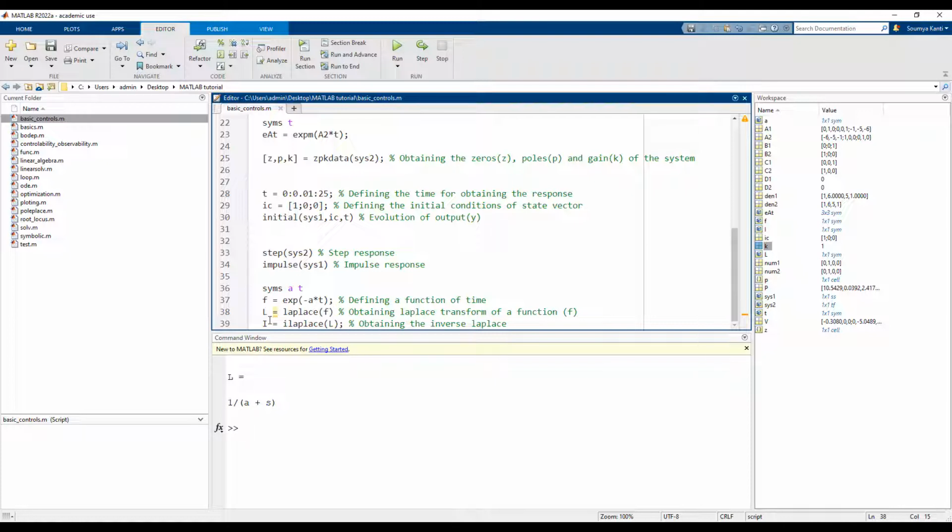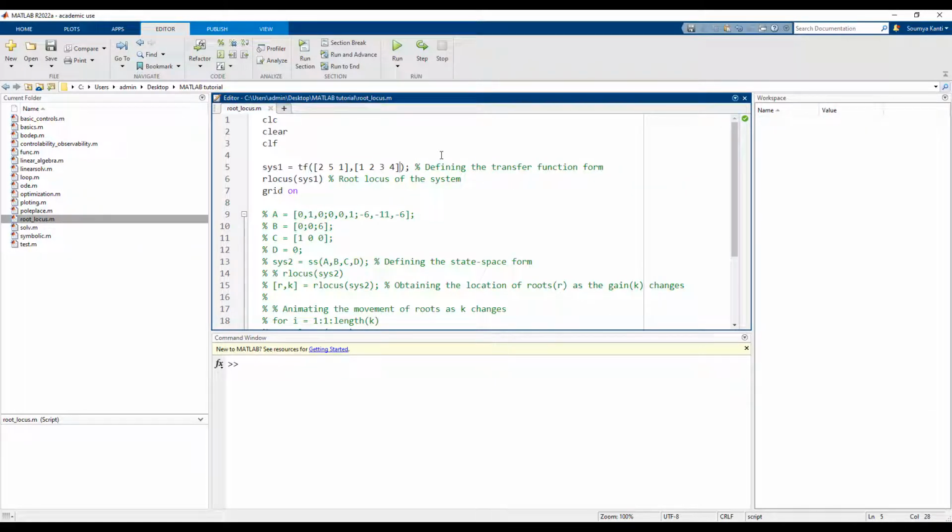Again, if I want to get the inverse Laplace transform, I use ilaplace, and suppose I want to get the inverse Laplace of this particular expression. If I do it, you will see that the result is e to the power minus at, exactly what we started from. So this is how you find Laplace and inverse Laplace transforms. You can use these functions also for other expressions.